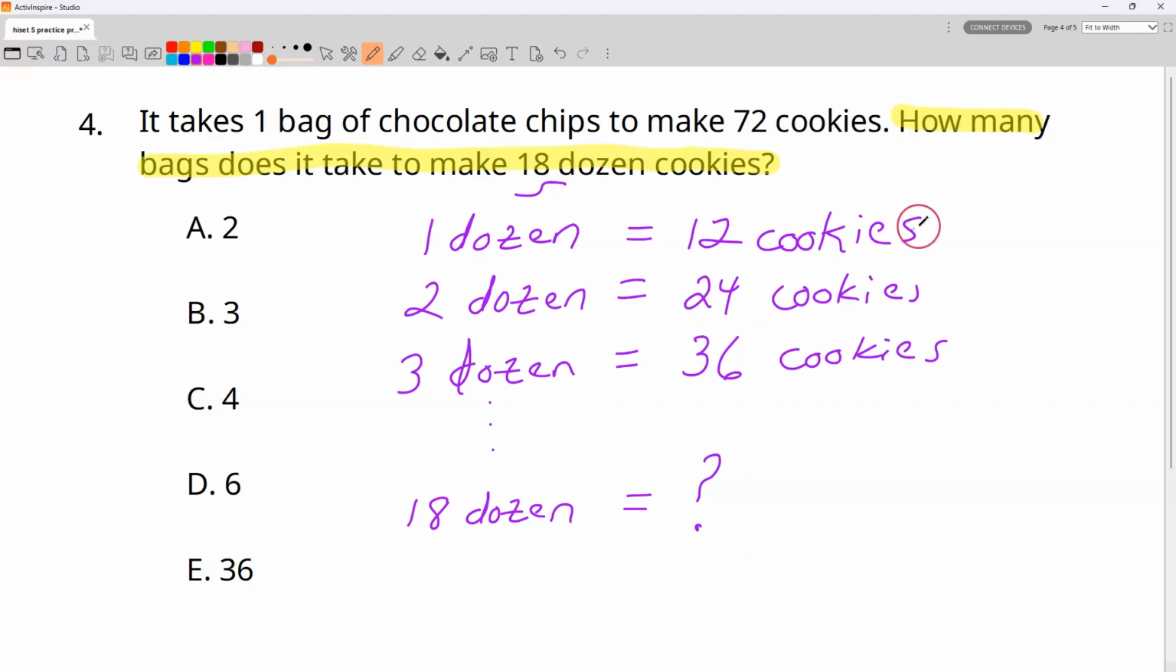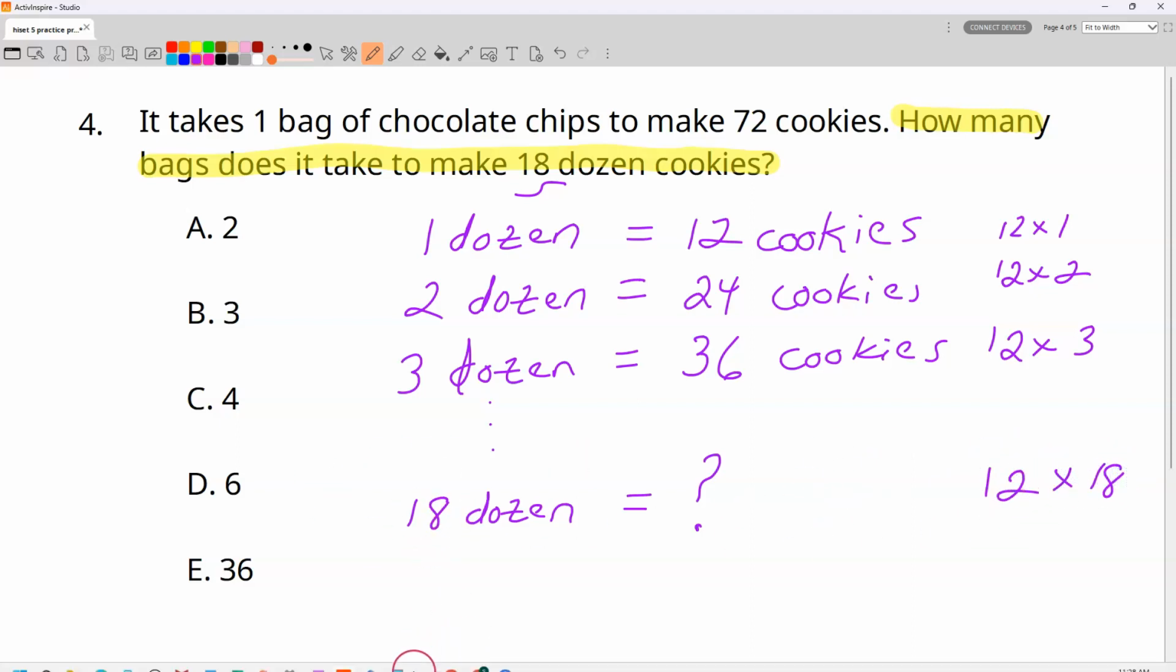Well, hopefully you saw a relationship here, right? Because one way to look at this is that there's a pattern here. This is 12 times 1, because 12 times 1 is 12. This is 12 times 2, which is 24. So this is 12 times 3, which is 36. I'm just taking 12 times 1, 12 times 2, 12 times 3. So this would have to be 12 times 18. And that would give you 18 dozen cookies.